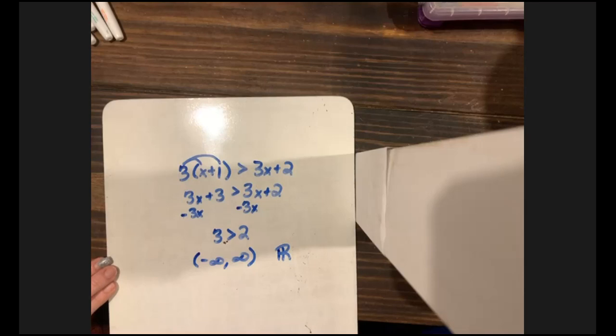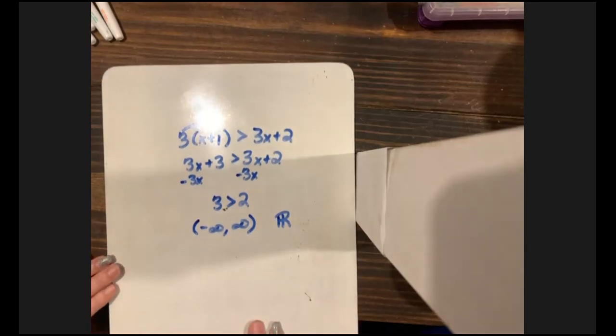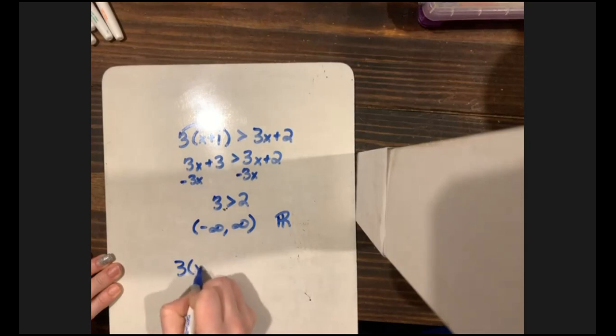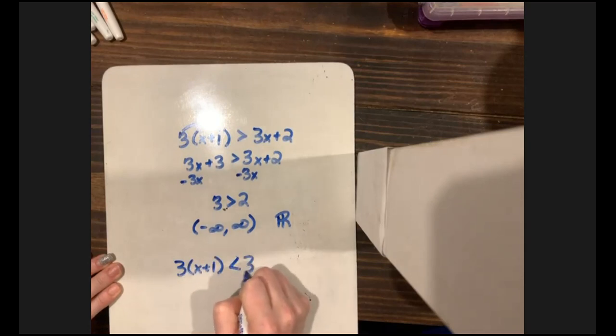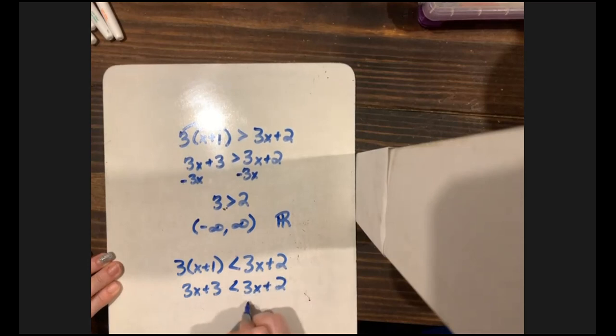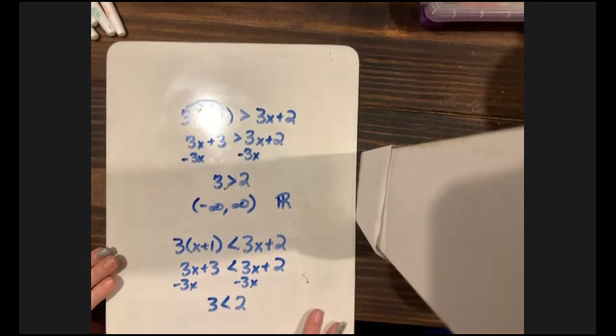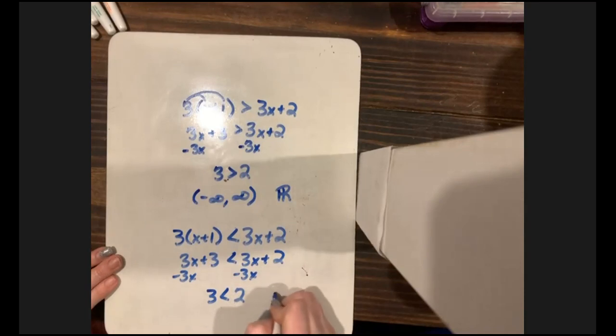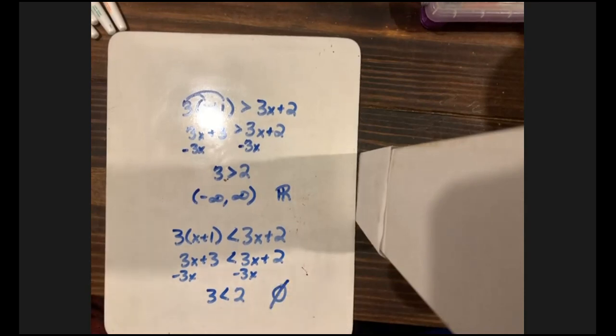Now, let's say we had this exact same setup, but that inequality symbol had been the other direction. Again, distributing. This is all going to be the exact same set of math that we were doing. Subtract my 3x, subtract my 3x. I've got 3 is less than 2. But 3 isn't less than 2. So this is a false statement. That's what indicates that this is going to be a no solution for that setup. Okay. So hopefully this helps you get through how to solve linear inequalities.